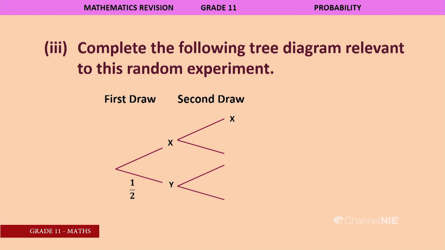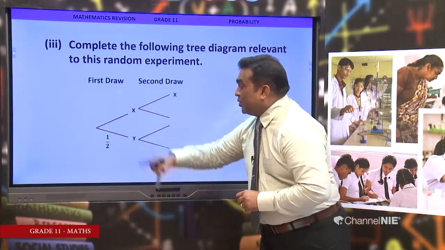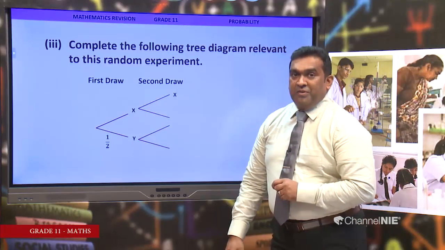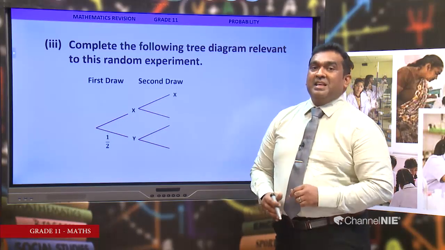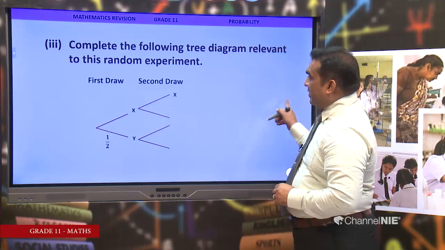Okay. Here the probability of Y is half. The sum of these two probabilities should be 1. Here you have half, here also you must have half. Half plus half is 1. We will see.